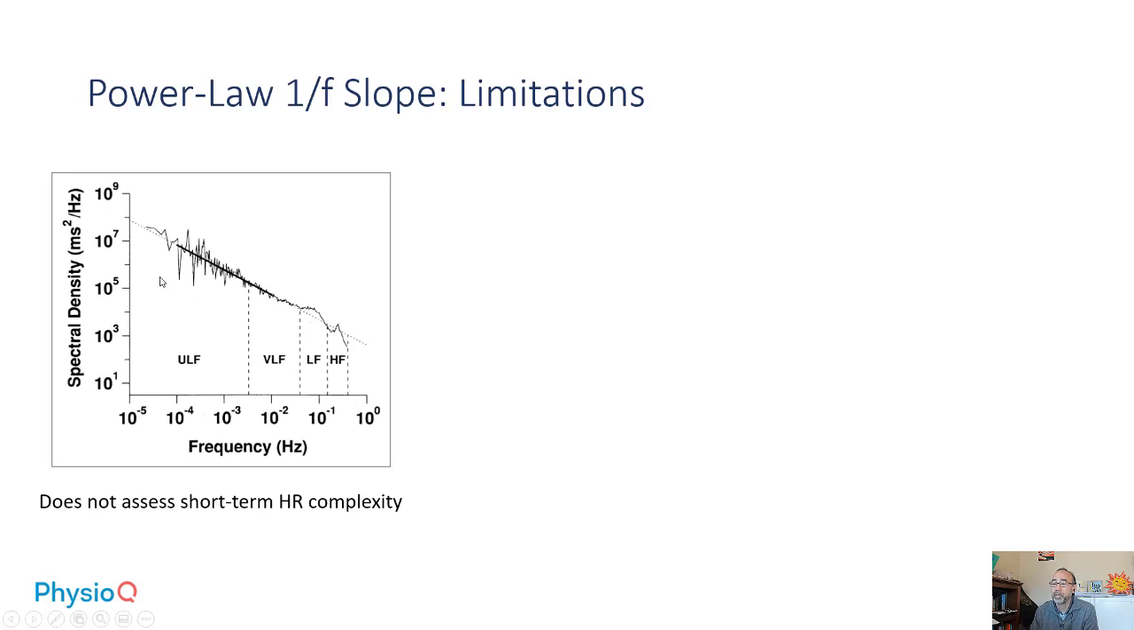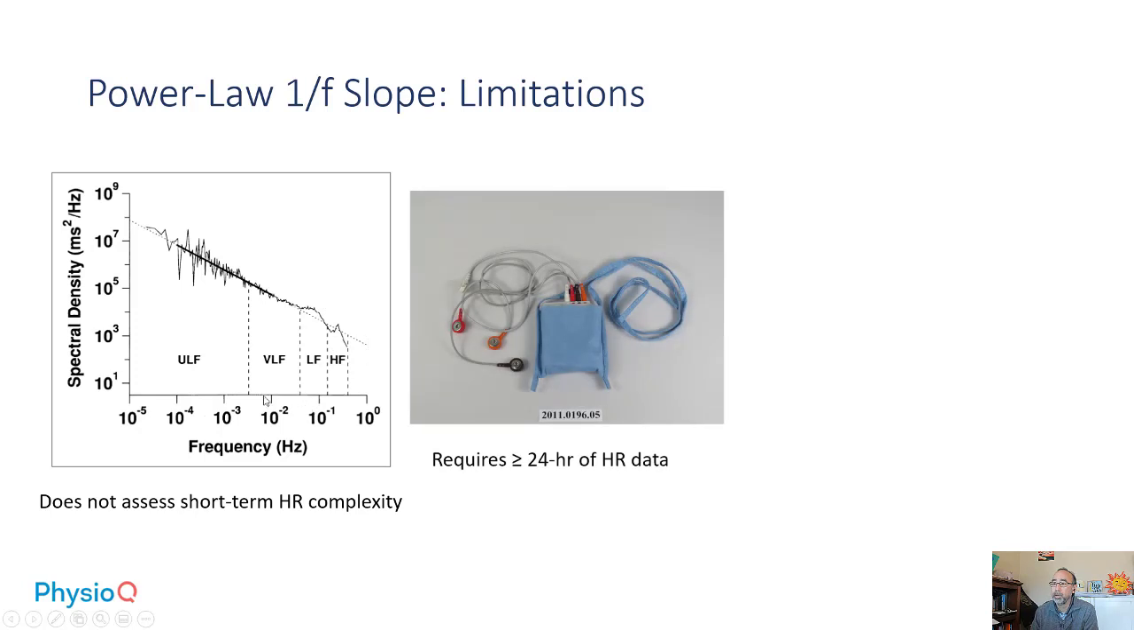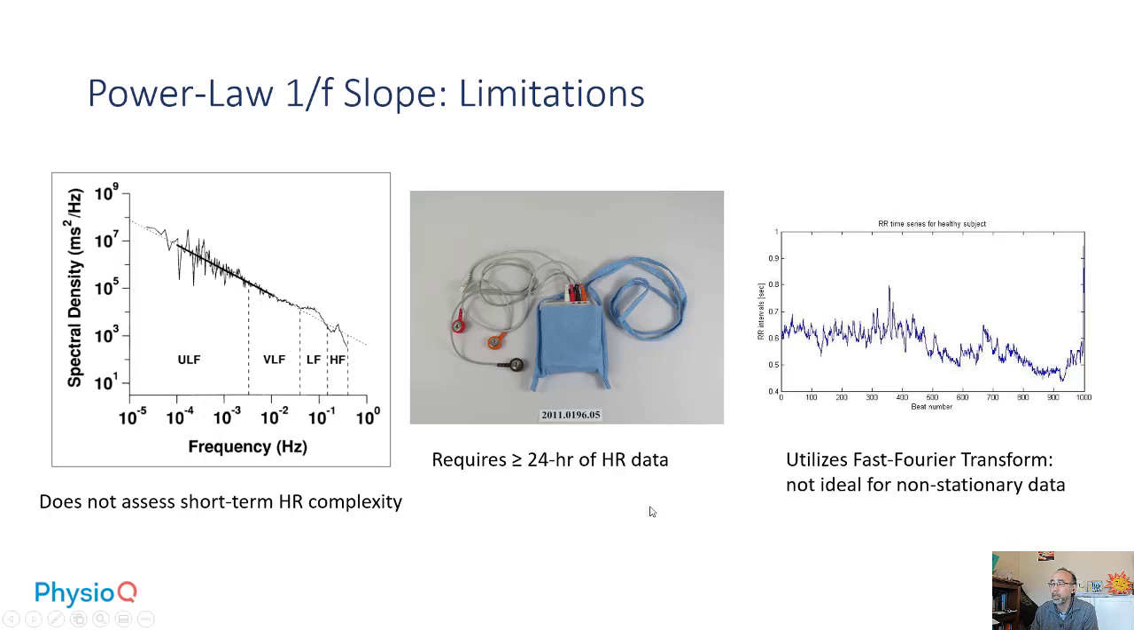First off is that it does not assess short-term heart rate complexity. If you recall this graph, the linear relationship between frequency and spectral density occurred only from the very low frequencies down to about 10 to the minus 2 hertz. It's the shorter frequencies, the short-term frequencies, that really were not included in this power law relationship. And because we focused on the very low frequencies, it requires a significant amount of data acquisition, data more than 24 hours.